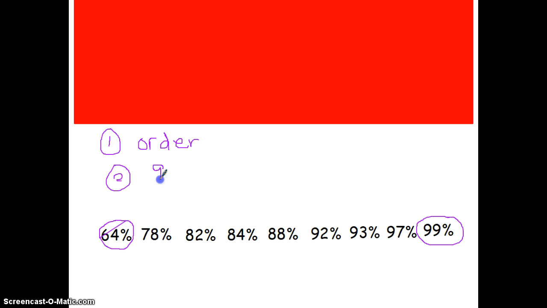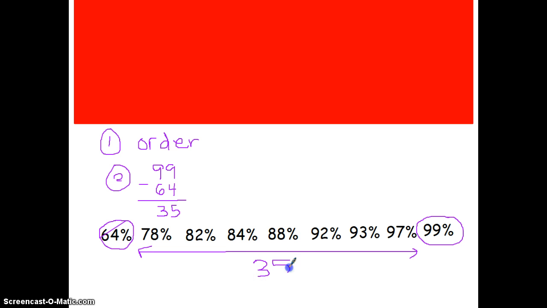So I'm going to subtract 99 and 64. I'm going to take away 64 from the 99 and figure out the difference. So 9 minus 4 gives me 5. 9 minus 6 gives me 3. So that tells me there is a 35-point spread between my highest and my lowest score. So my 35 is the range. Anytime you're going to calculate range, take your highest number, subtract your lowest number to get your range. Okay?